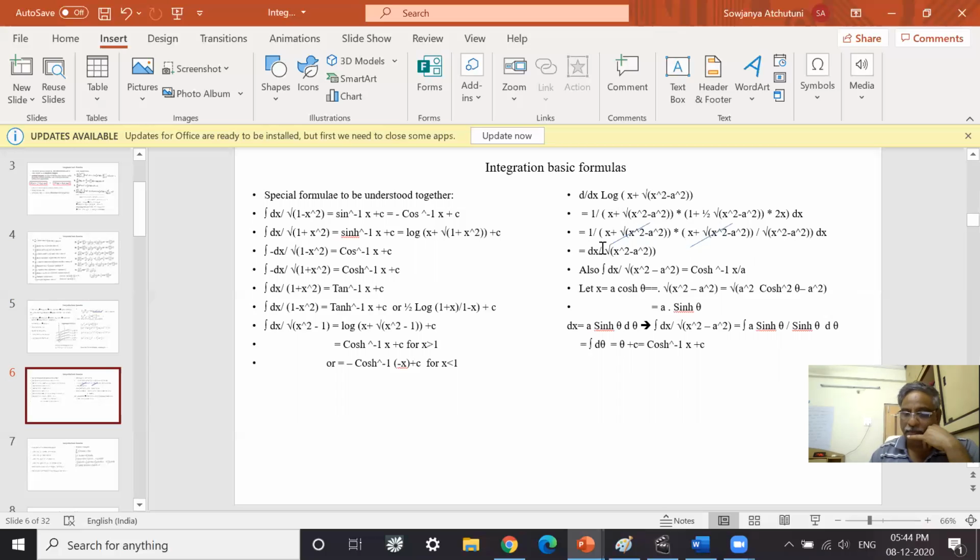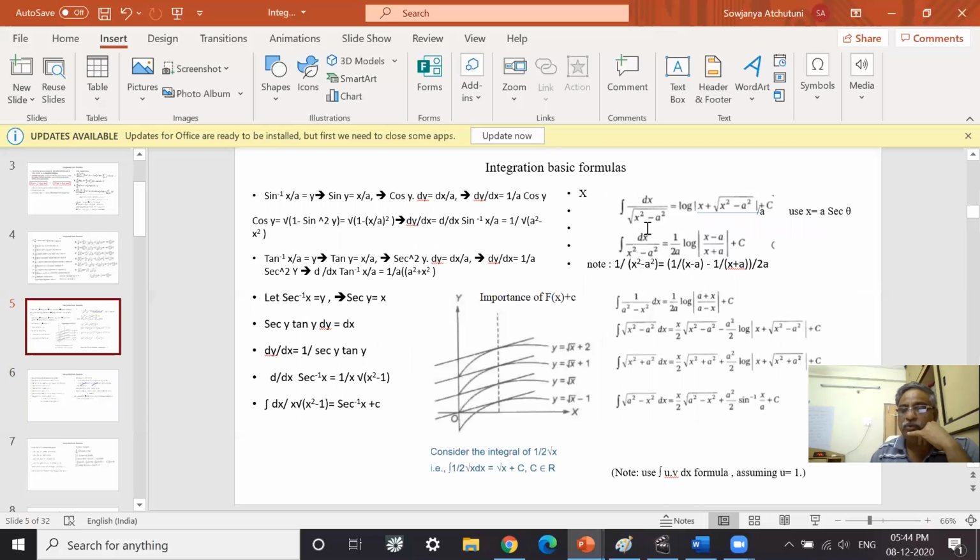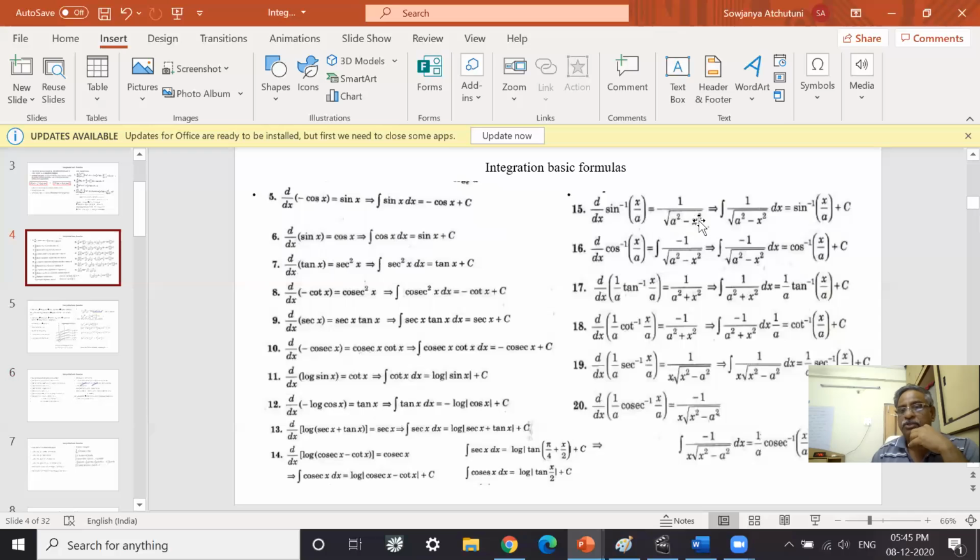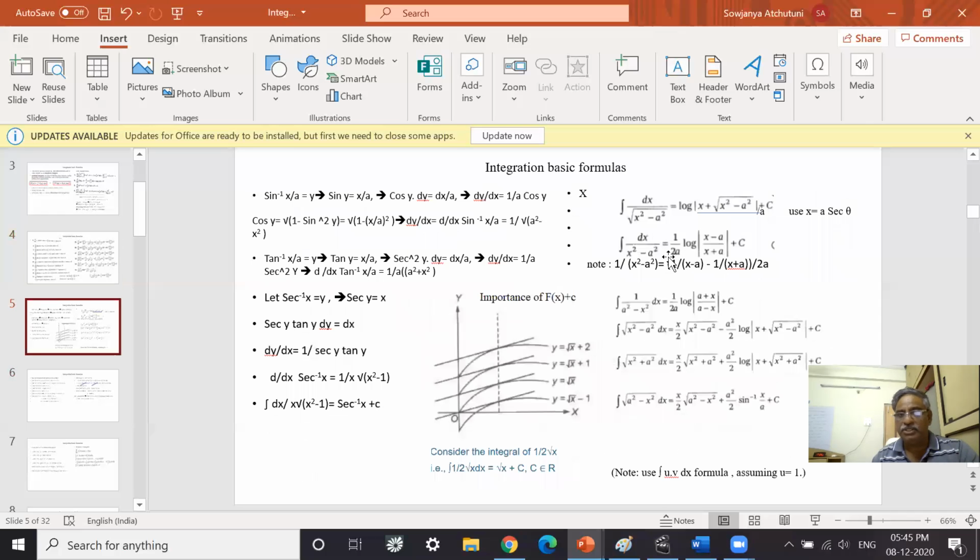Here, we know that sin squared theta plus cos squared theta is 1. So if I put x as a sin theta or a cos theta, I am getting a square minus a square sin square theta, so 1 minus sin square theta gives cos theta. But in x square minus a square, we have one rule: cosh square theta minus sinh square theta, a hyperbolic function. So we put x as a cosh theta. So a comes out of cosh square theta minus 1, that is sinh square theta, so it becomes sinh theta.